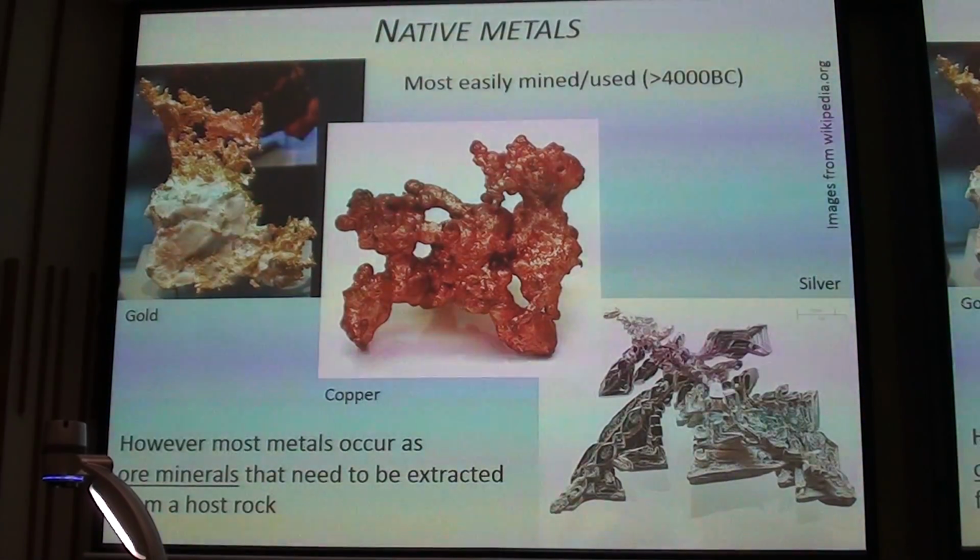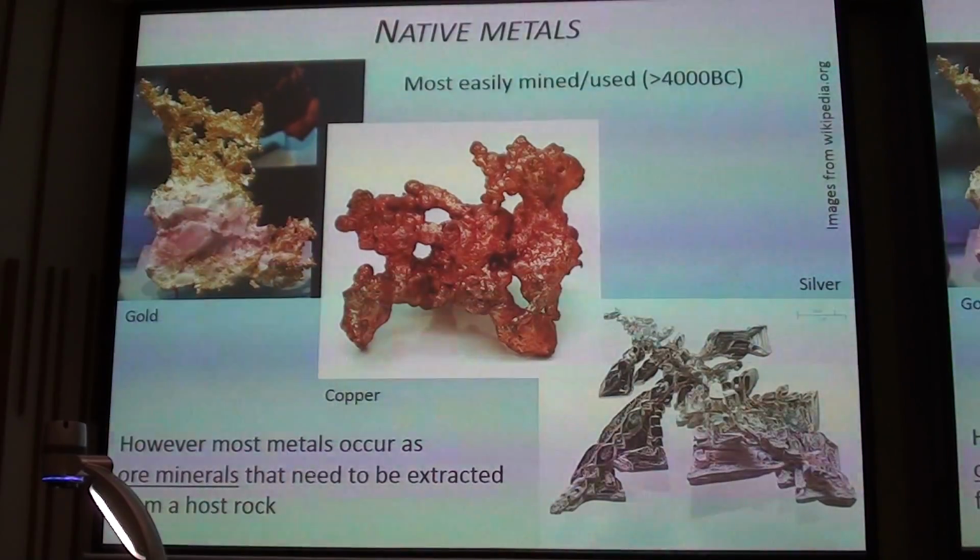Probably the reason why gold and copper were exploited first by mankind is because they occur as native metals, like here gold, copper, silver. These can be found in nature as is, so they are most easily extracted and employed for whatever use mankind wanted to make of them. However, most metals don't occur as native, and they occur as ore minerals or within ore minerals.